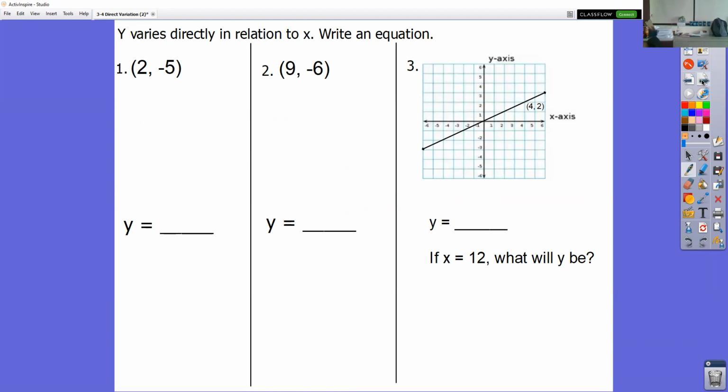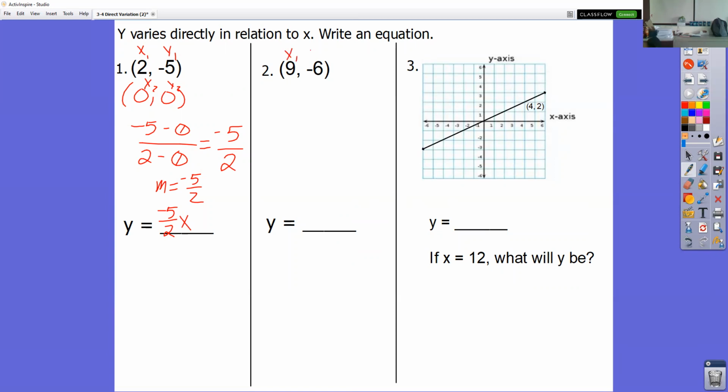Write out the equation. So once again, we have x1, y1, and then we use the origin for x2 and y2. We have -5 minus 0 over 2 minus 0. -5 minus 0 equals -5. 2 minus 0 is 2. So m equals -5 over 2. So y equals -5 over 2 times x. That would be your equation.